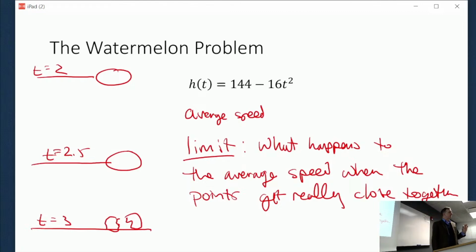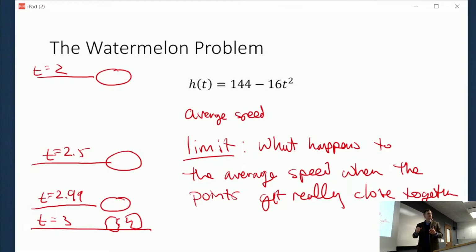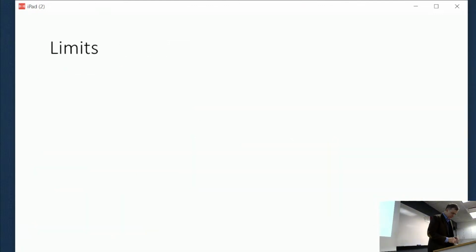We did 2.99. Did we get that close? Yeah, so if my memory serves me correct, at t equals 2.99, the watermelon was a little bit under a foot above the ground. And so when we did the division, it was like 95.9 feet per second. So that was even better. And so a limit is what happens as you get closer and closer to the ground. Now, let's actually do this. So this is called a limit.